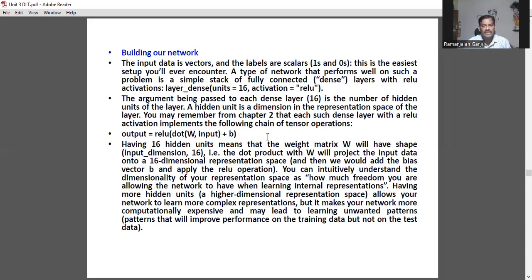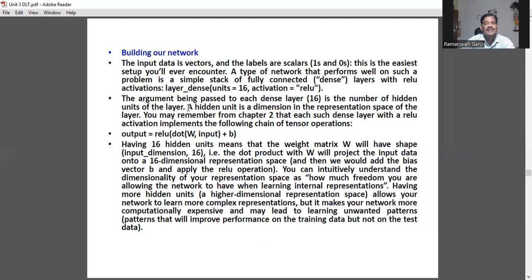Next part, building our network. The input data is vectors and the labels are scalars. This is the easiest setup you will ever encounter. A type of network that performs well on such a problem is a simple stack of fully connected layers, or dense layers, with some activation function: Dense, units equal to 16, activation equal to ReLU. The argument being passed to each dense layer is the number of hidden units of the layer.